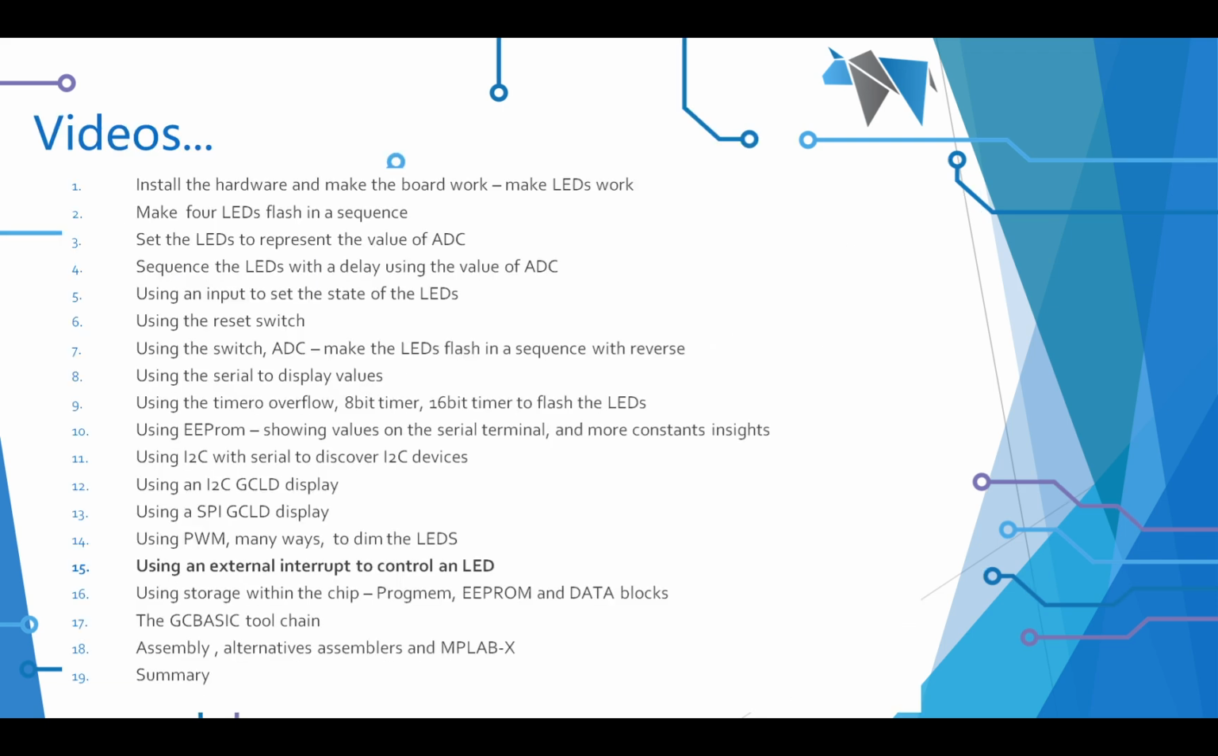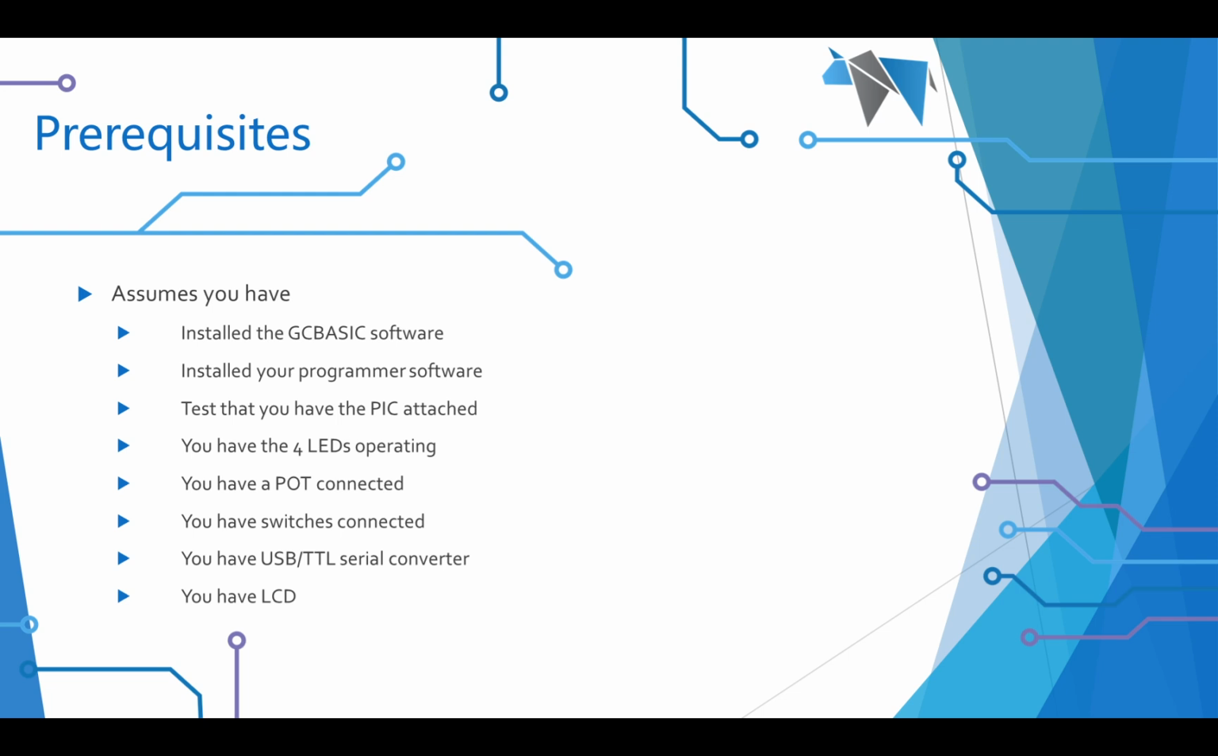So, external interrupts, part 15. We're at the back end of these videos. I've assumed that you've got GC Code and GC Studio installed, you've got your programmer installed, you've got your PIC, and it can be programmed. LEDs, a pot, some switches, a USB TTL serial converter, and you have an LCD. Why have you got all those? Because I've got them.